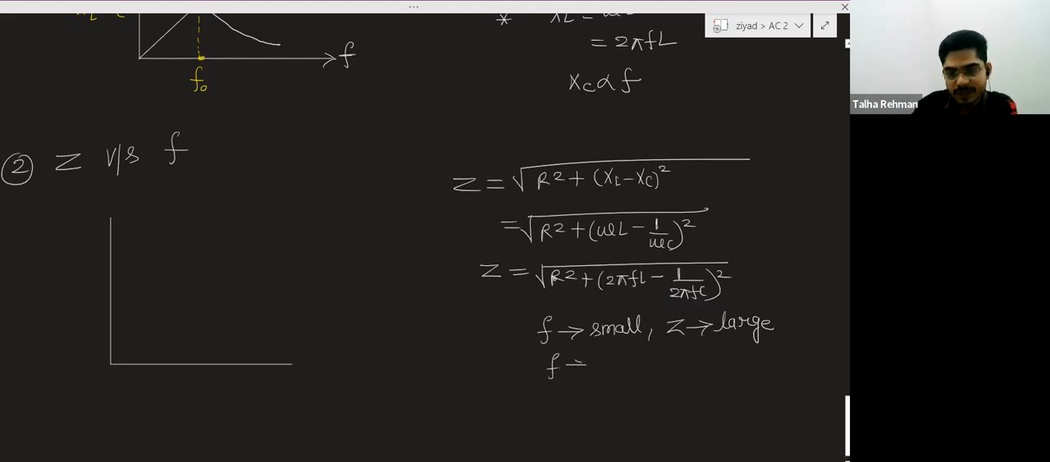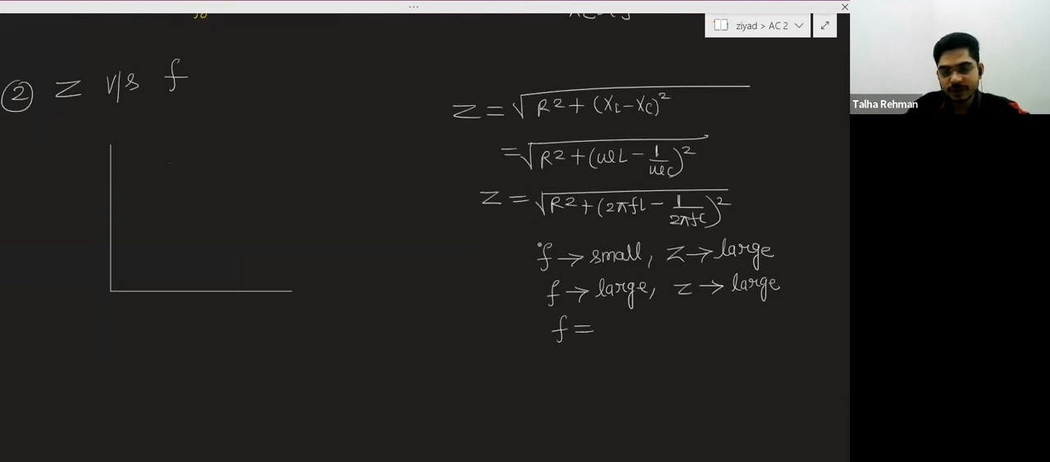If you take a large value of frequency, then this will become large and this will become small. So large minus small, squared, added to this resistance, the whole thing will become large. In this case also, Z is large. When the frequency becomes the resonant frequency, Z becomes R, and that Z will be the minimum.